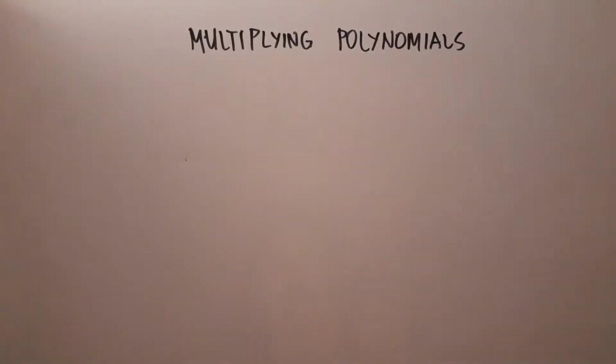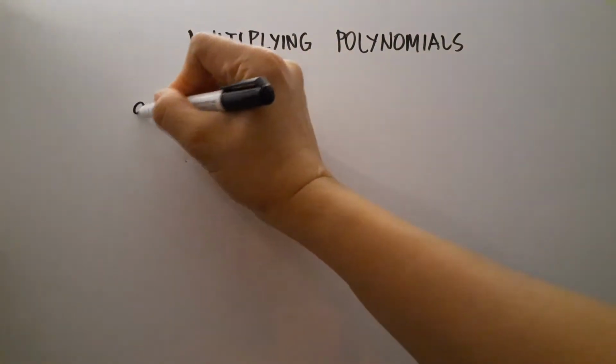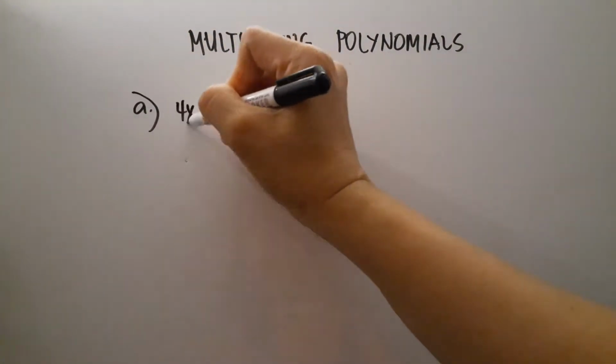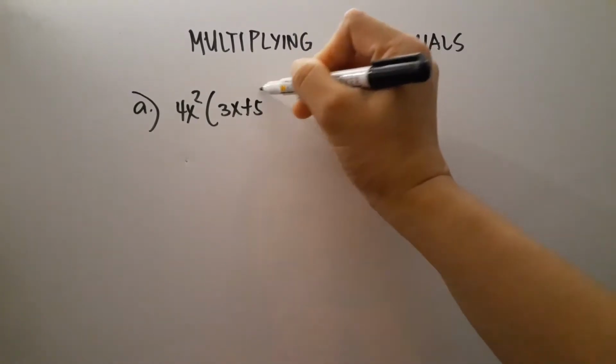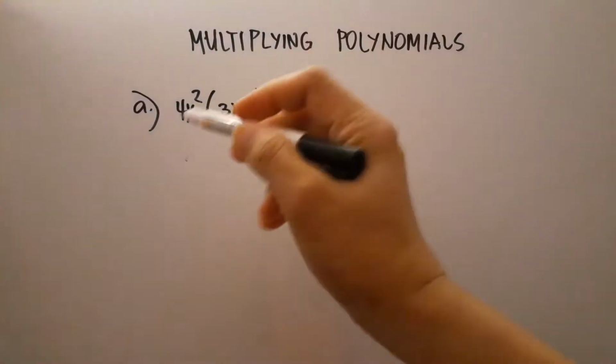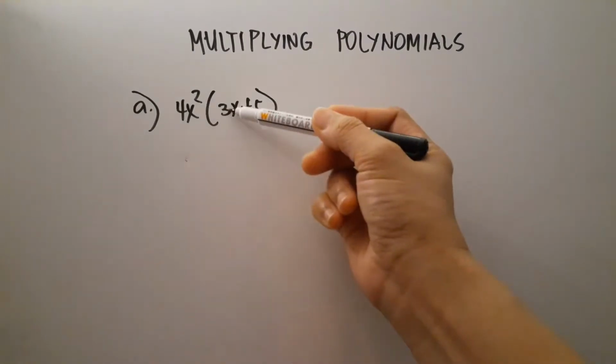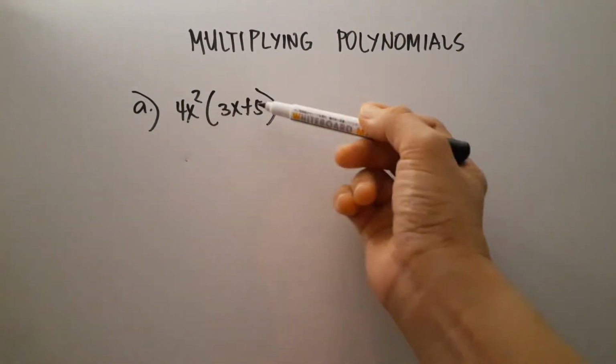Hello everyone, our lesson for today is all about multiplying polynomials. The product of two polynomials is found by using the rules of exponents and the commutative and associative properties. Let's see, for example, x squared times the quantity of 3x plus 5.